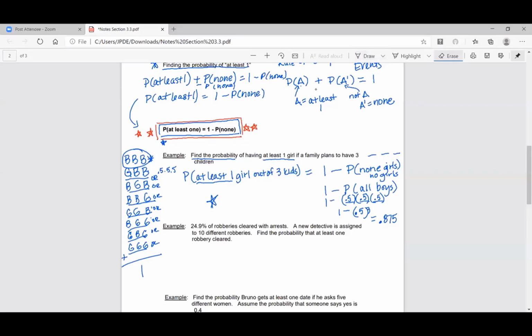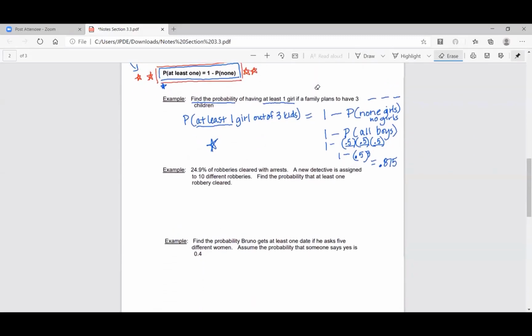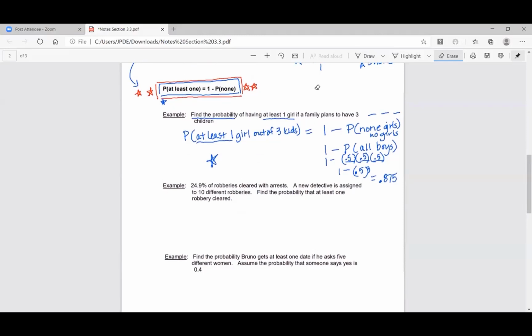Okay. So this part over here, I'm just kind of going through to give you a little more of the why, so you understand why we're doing it. Okay, that way it won't be so cluttered up. Next one we're going to look at, I'm going to leave that formula up there. This one says 24.9% of robberies cleared with arrests. A new detective is assigned to 10 different robberies. Find the probability that at least 1 robbery cleared.